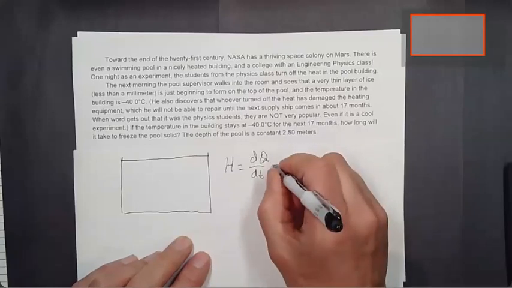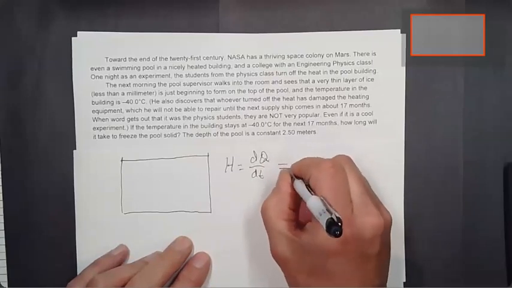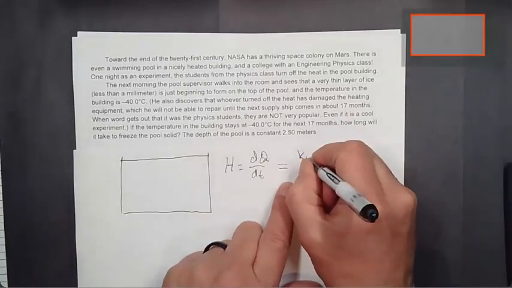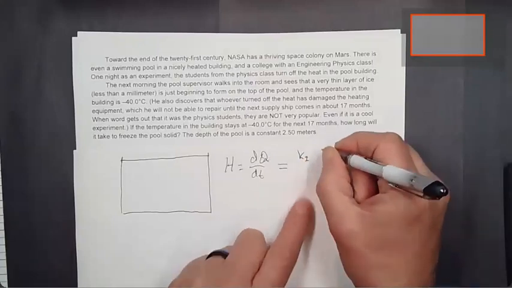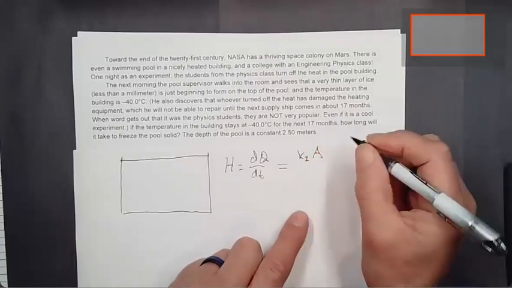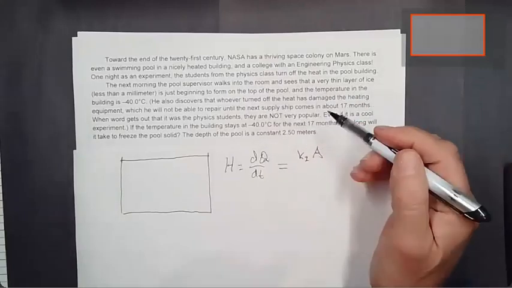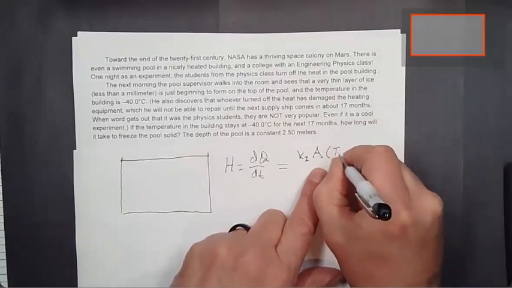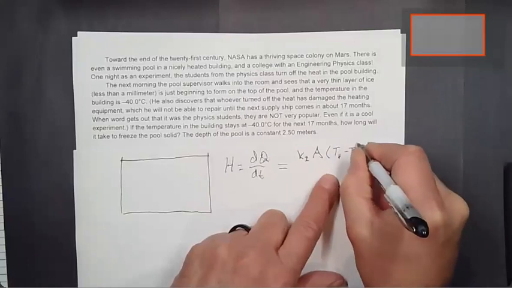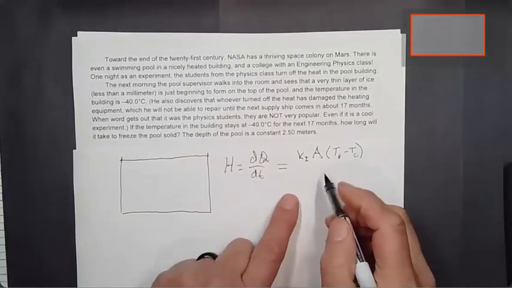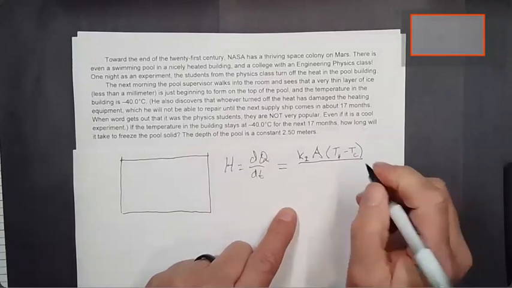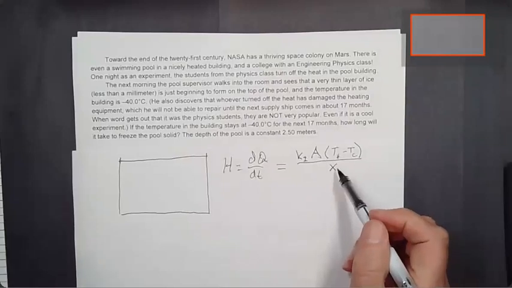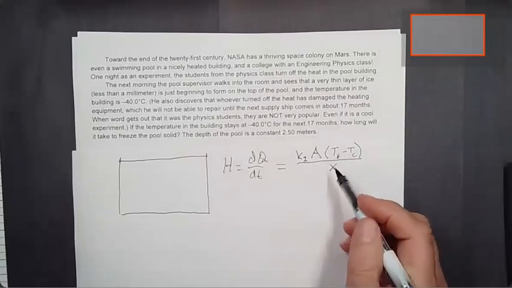And as far as the heat flow equation, we'll use the thermal conductivity of ice. We'll multiply by the area of the pool, which I don't think we're even given here, but it divides out anyway. And then we'll have T_H minus T_C. So we'll have that there. And then we're going to imagine that we have some thickness of ice x.